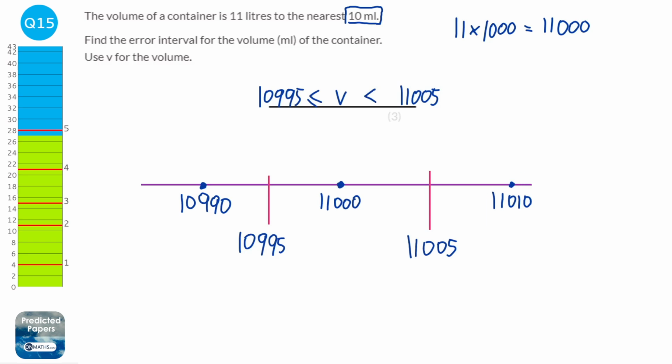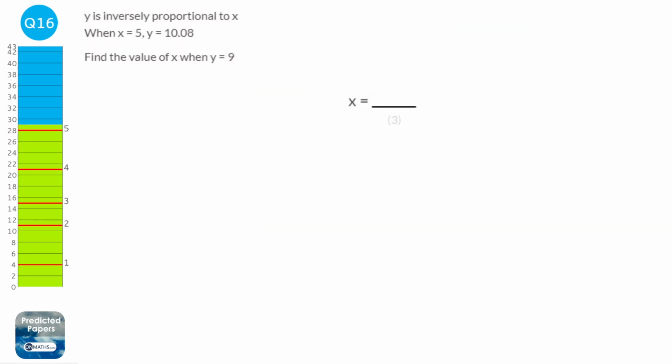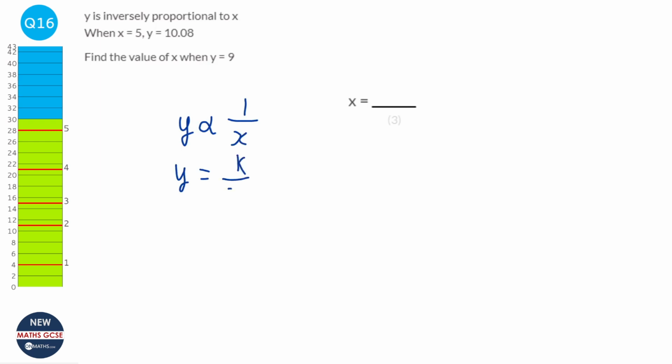Y is inversely proportional to x means that y is proportional to 1 over x. And I'm going to change that for an equal sign by timesing the right hand side by k. And k represents our constant.